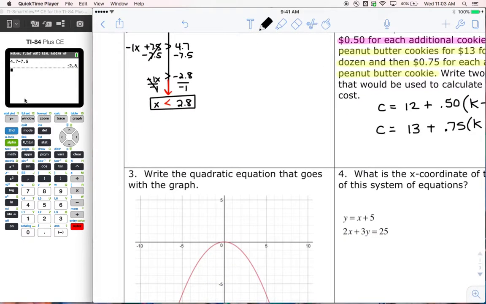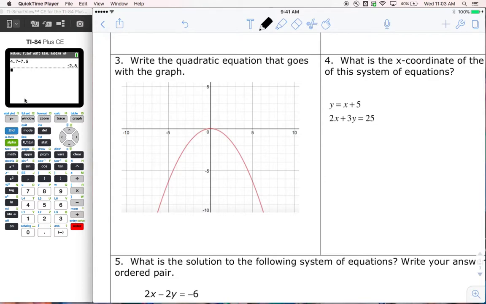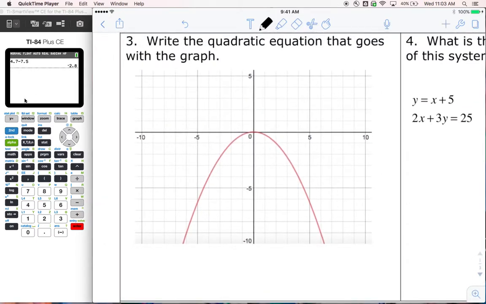All right, problem number 3. Write the quadratic equation that goes with the graph. You guys, don't make this hard on yourselves. Get yourselves 3 good points. Make a little table and put it in your calculator. The points were negative 2, negative 1, then 0, 0, and then 2, negative 1.